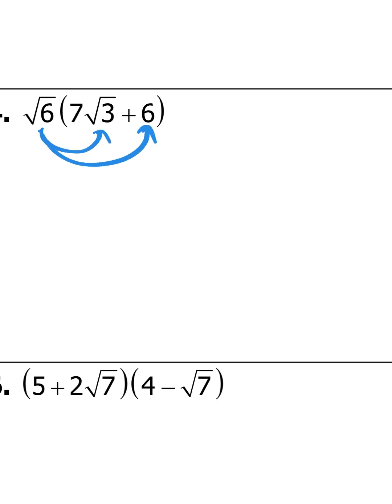And remember, distribute, you will multiply them. So square root of 3 times square root of 6 will be square root of 18, right? And then the 7 drops down. Square root of 6 times 6 will be 6 square root 6. Okay? And after that, I can break it down.